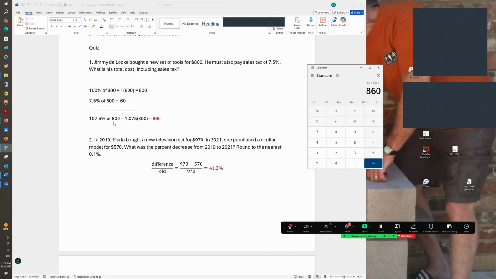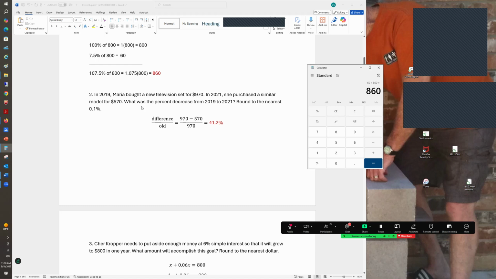So you could do that if you, in your head, you say 100% plus 7.5% is 107.5%, which is 1.075. Multiply that by 800, and boom, you got the answer right away. Don't have to do it that way.